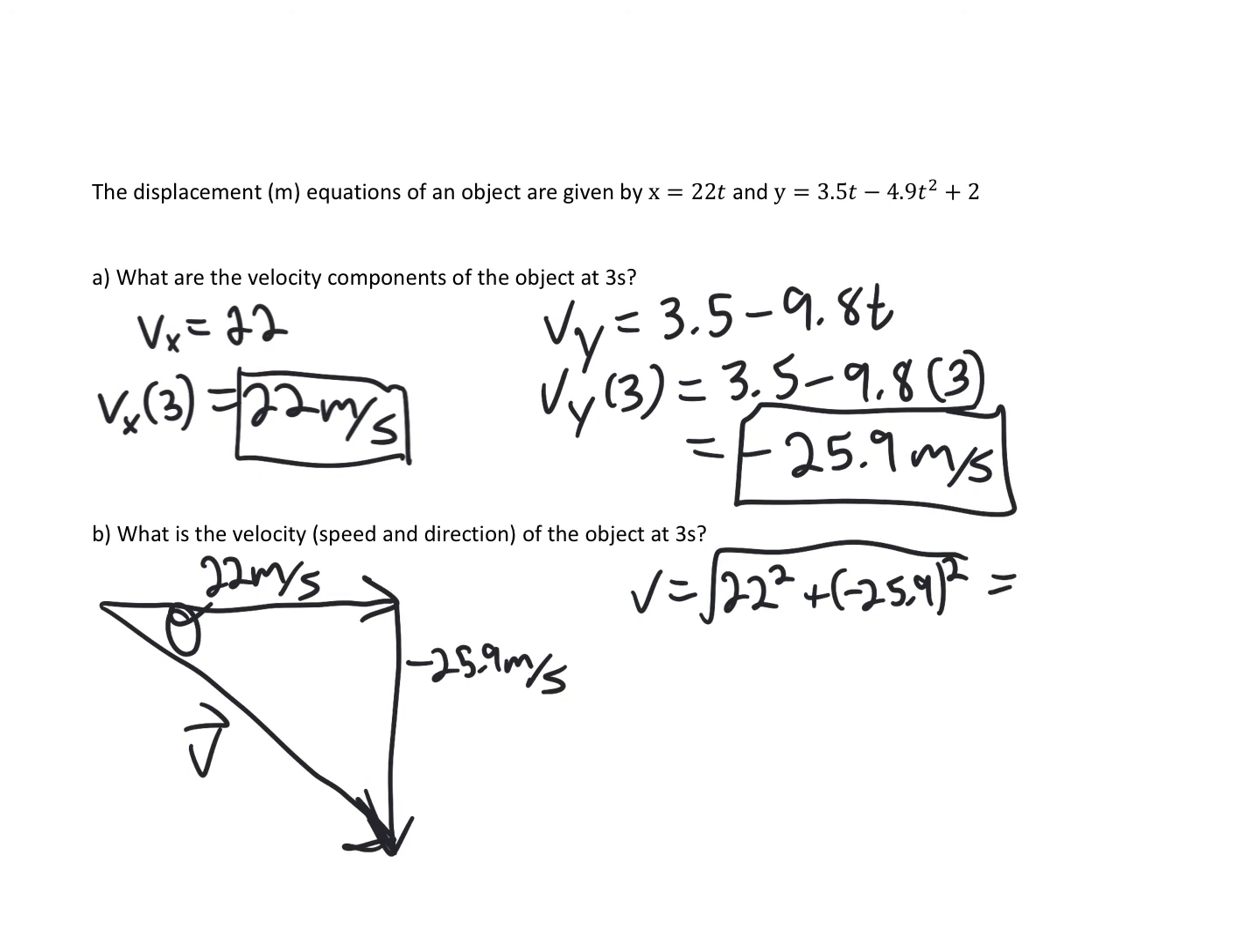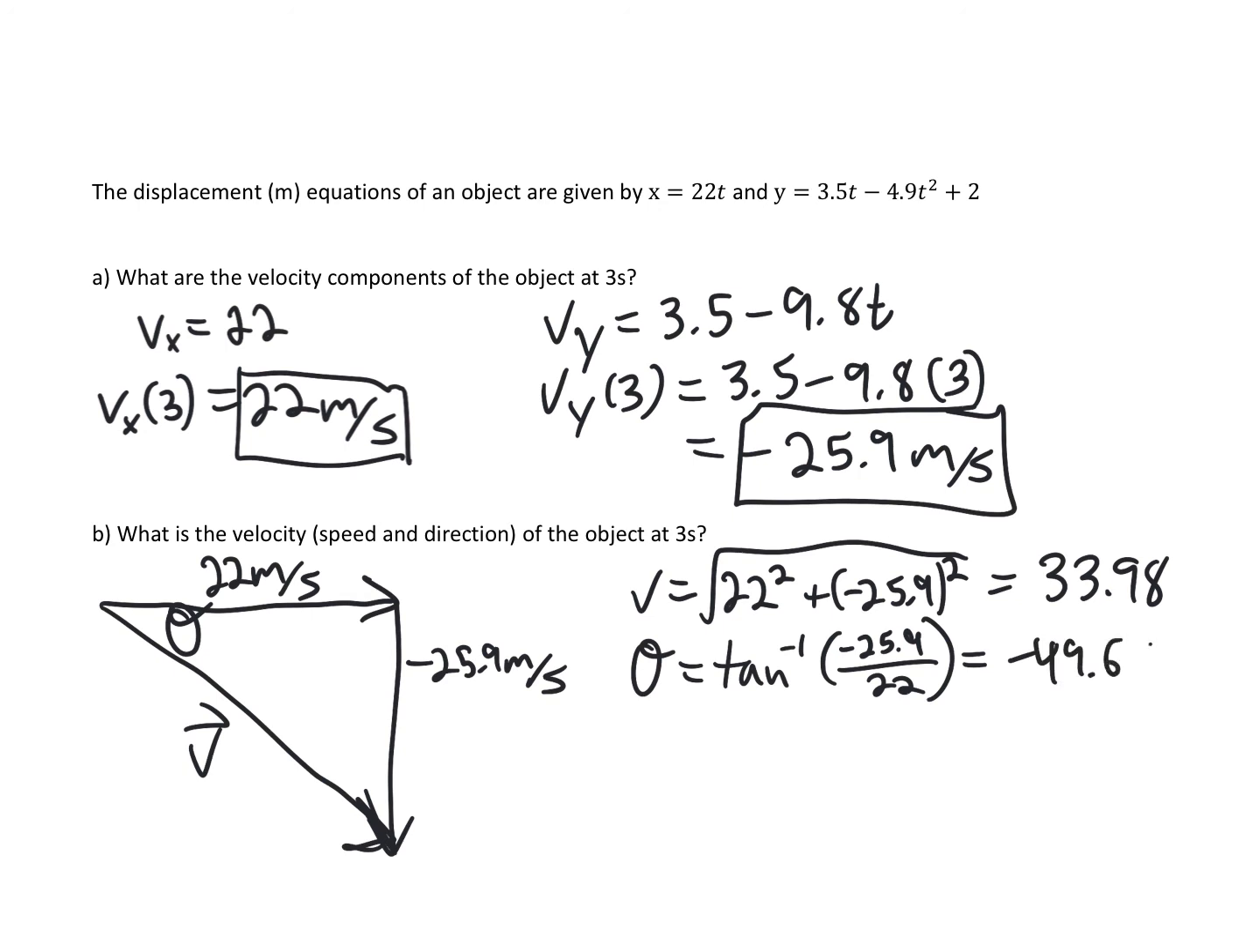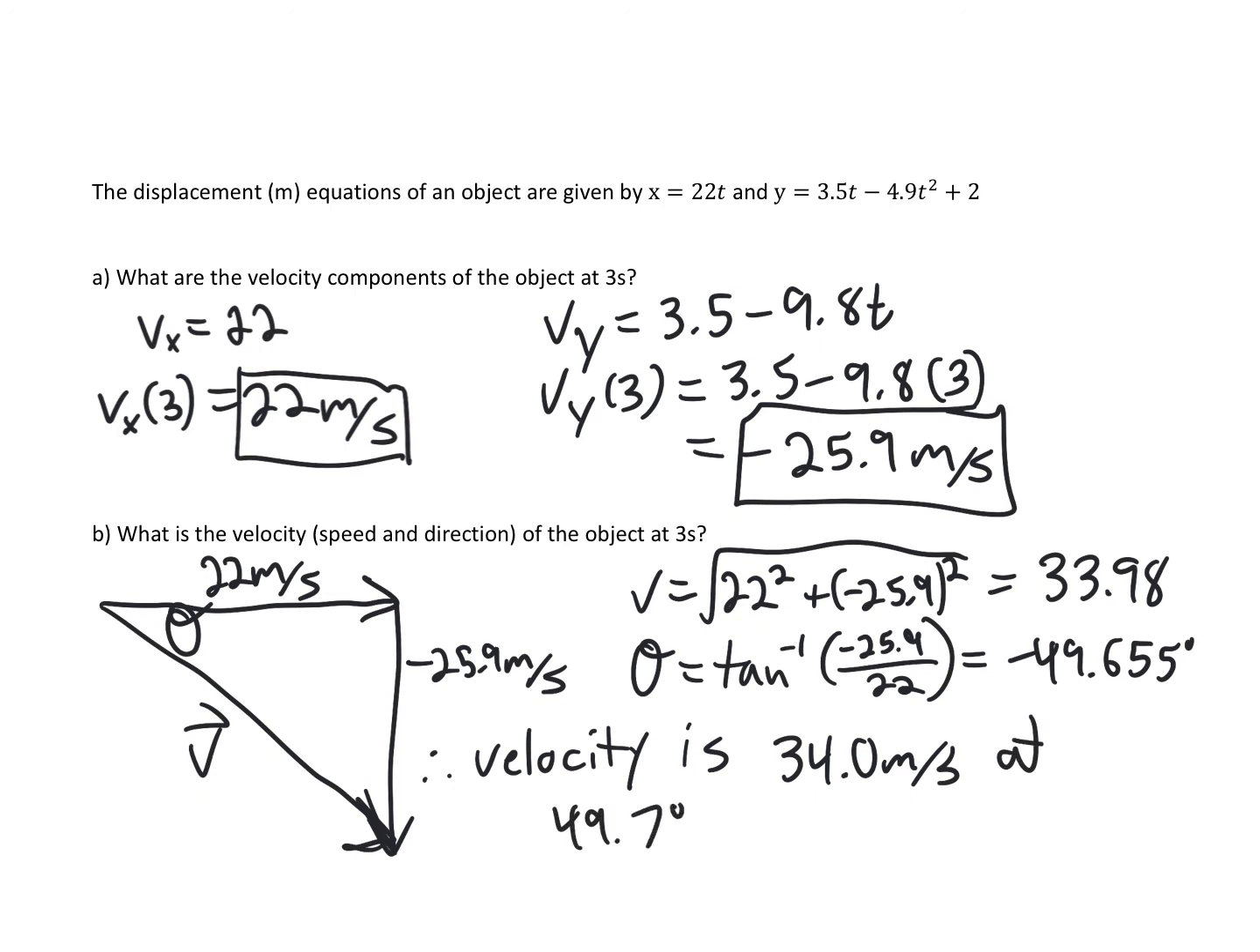Which gives us 33.98. And to get the angle, we can just use the inverse tan of opposite over adjacent, which is negative 49.655. So the velocity is 34.0 meters per second at 49.7 degrees below the horizontal.